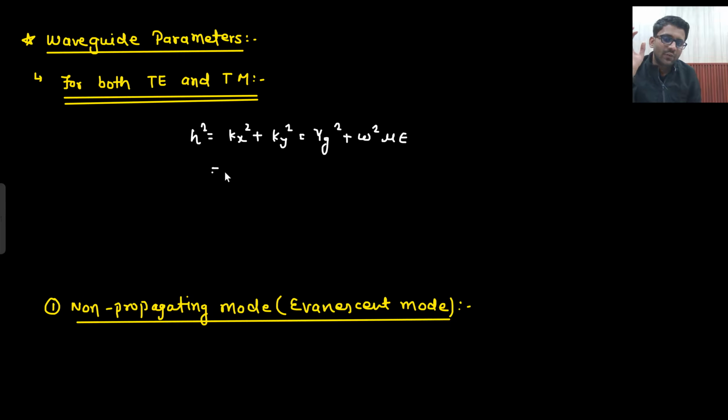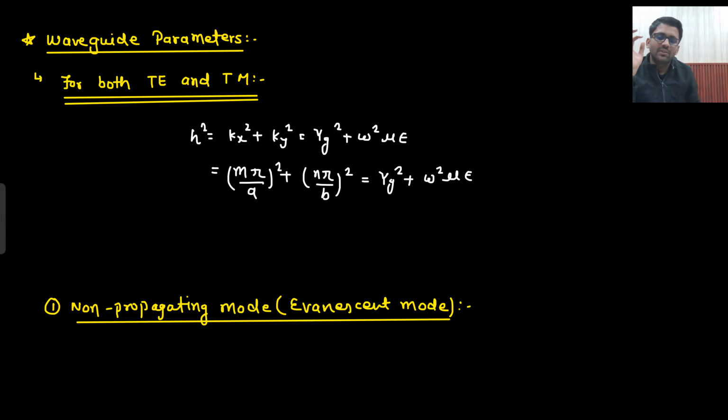Now, what was the value of kx? Kx was m pi by a whole square and ky was n pi by b whole square, and that would be equal to gamma g square plus omega square mu epsilon. So forget about this h square now. Now what we are getting here, what will be your gamma g?